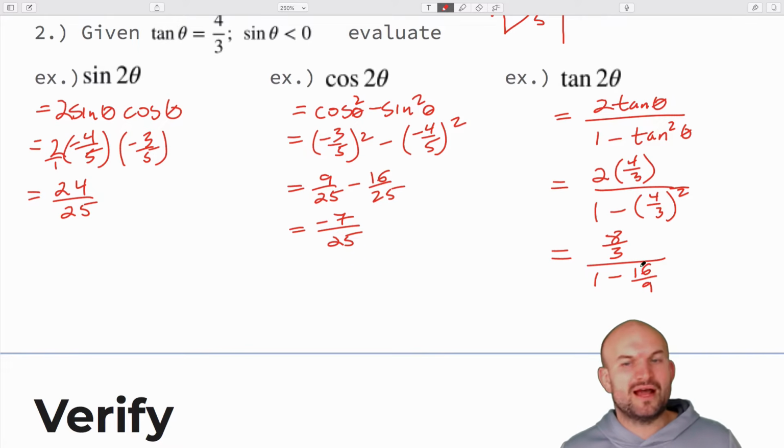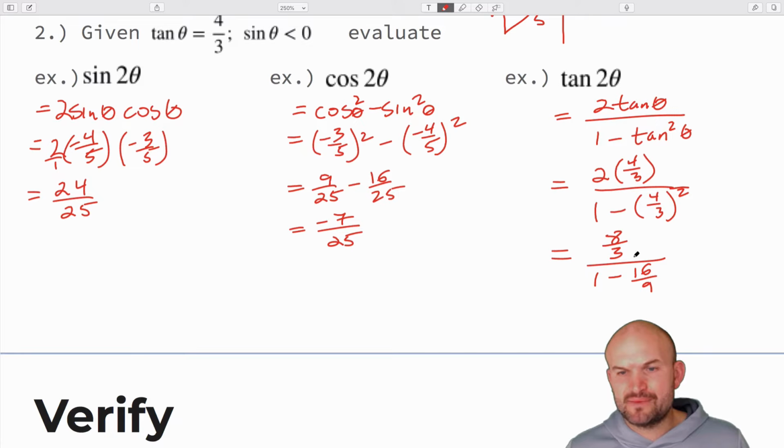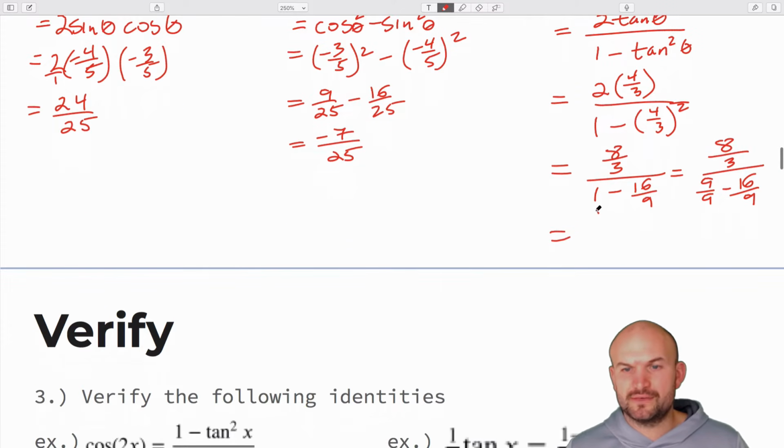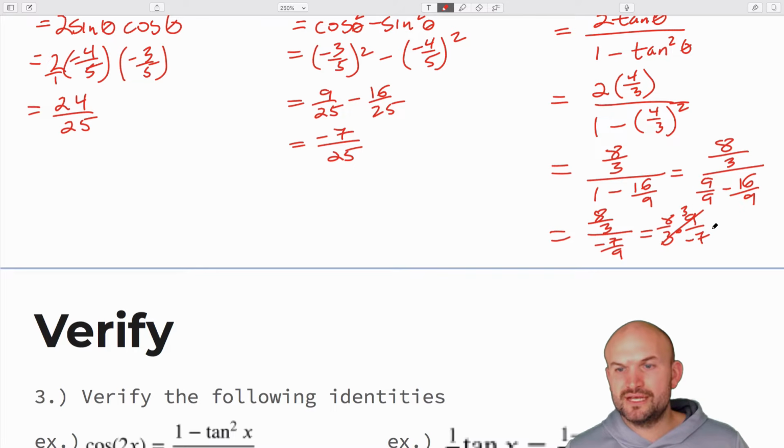Okay, so I could multiply everything by 9 to get rid of those denominators like a complex fraction. But in this case, I'm actually just going to rewrite this as 8/3 all over 9 over 9 minus 16/9. So by rewriting 1 as 9 over 9, I can now combine these. So therefore, that's going to give me 8/3 all over -7/9. Now, what's important is I can rewrite that as 8/3 times 9 over -7. So that divides a 3, and that gives me -24/7.